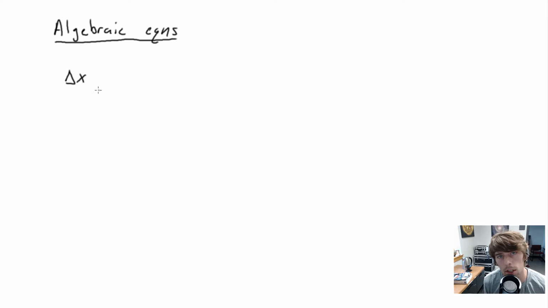So to get started for today, we're going to build equations that are relating our changes in position, our initial speeds, maybe our final speeds, acceleration, and time. These are generally the variables that you will see in what we call the kinematic equations. In other words, equations describing motion.